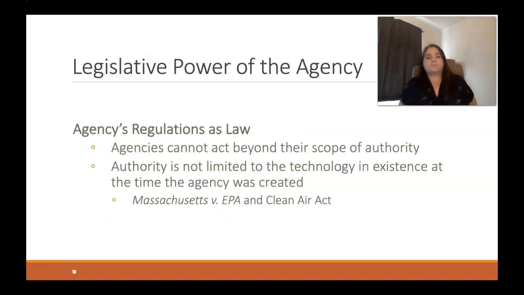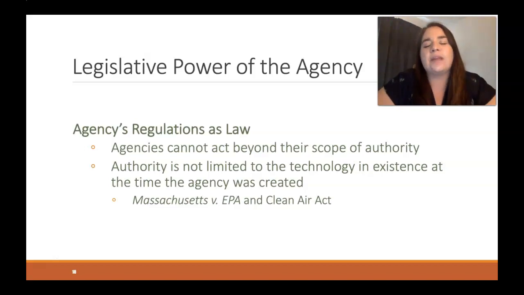The agency's regulations become law. The agency cannot act outside of the scope of their authority, otherwise it's called an ultra vires act. But what we also learned, again because of the EPA, is that their authority is not limited to the technology that was in existence at the time that the agency was created. So for example, the EPA was created, I think, in the late 1960s, and we've had a multitude of Clean Air Acts pass since that agency came into being.